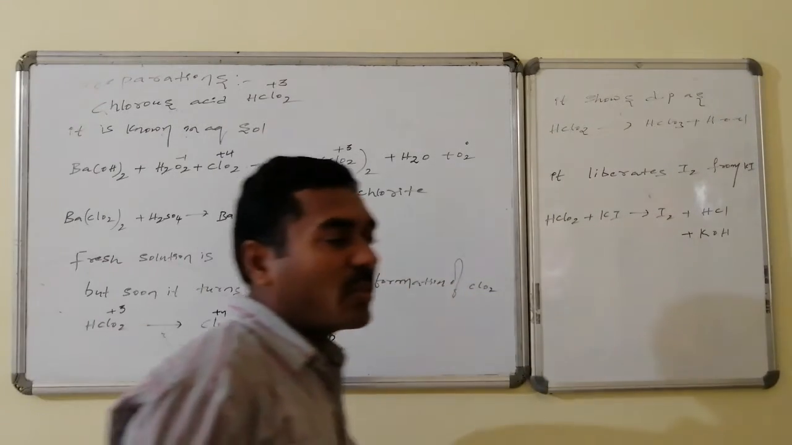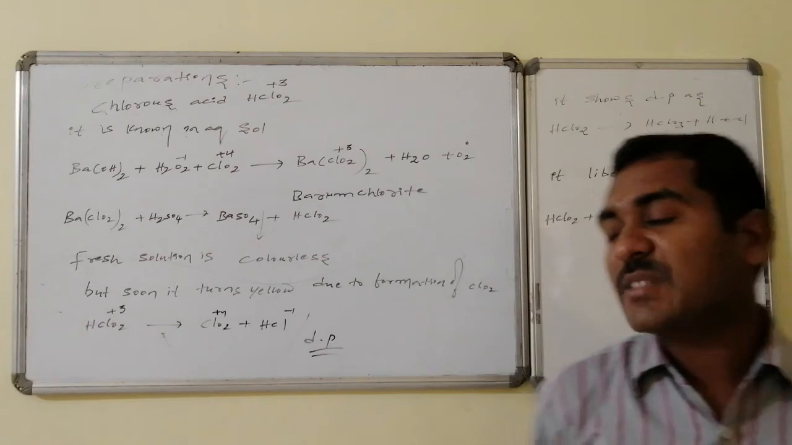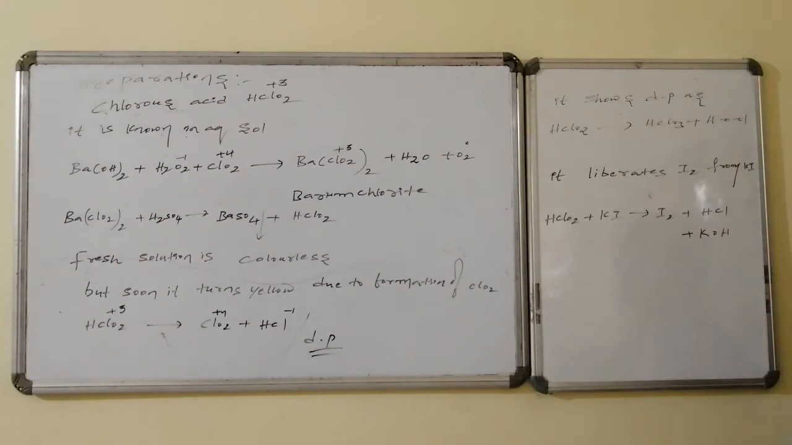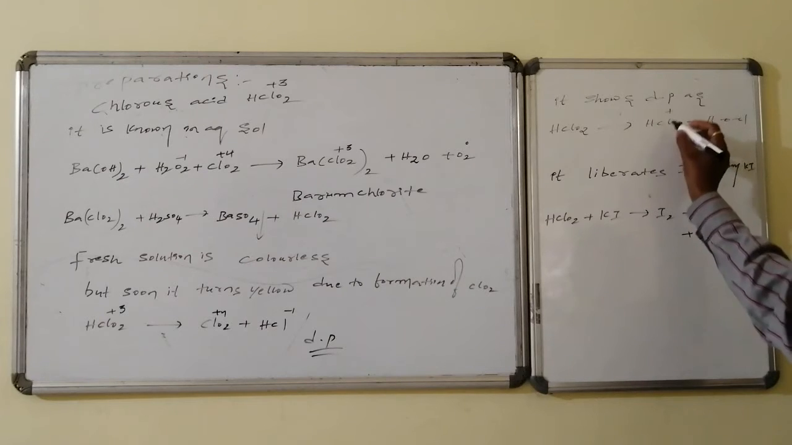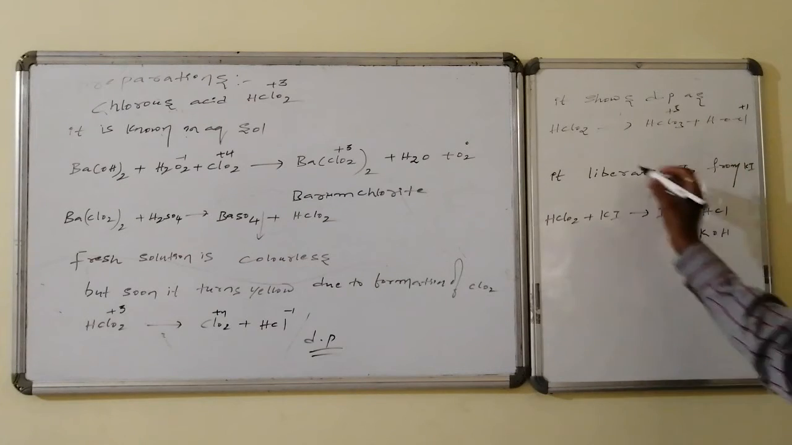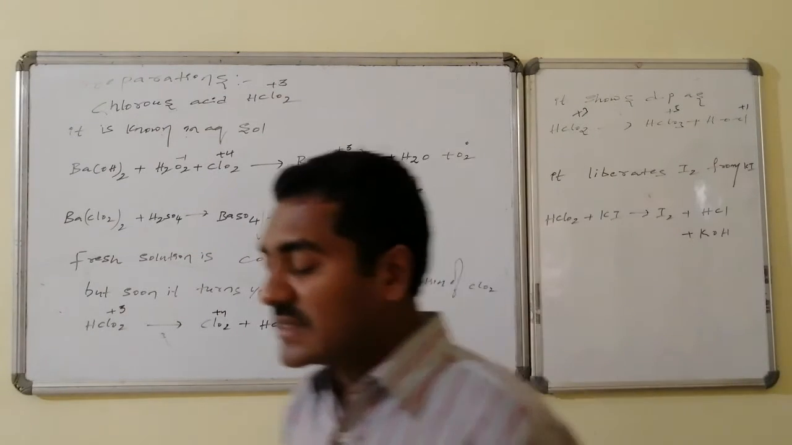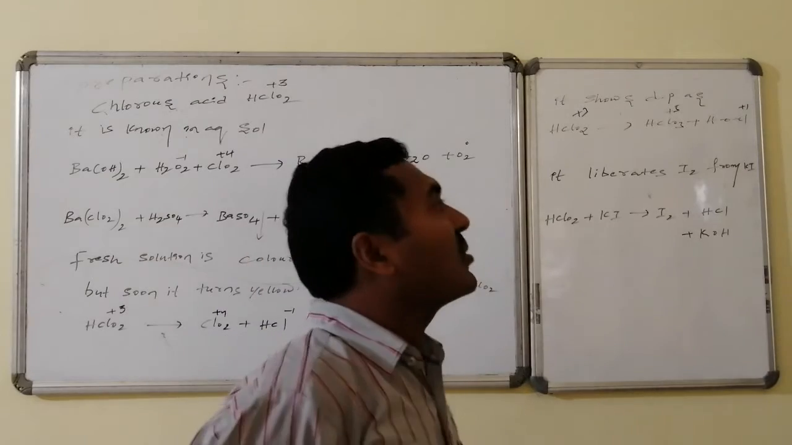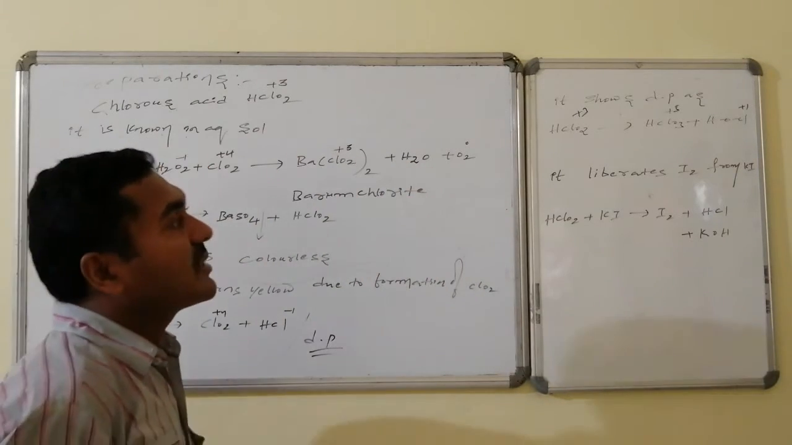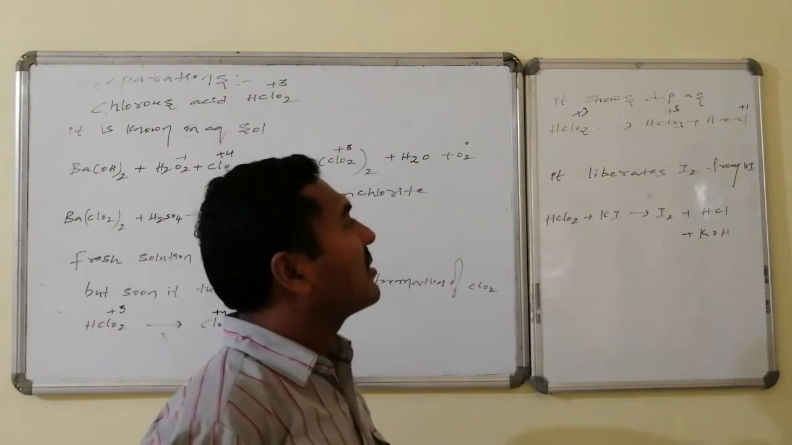Whereas it also participates on heating conditions in a disproportionation reaction, that is HClO2 is converted to HClO3, that is +3 is converted to +5 oxidation state, and +3 is converted to +1, that is reduction. Thus on heating conditions, it is converted to chloric acid followed by what? Hypochlorous acid.